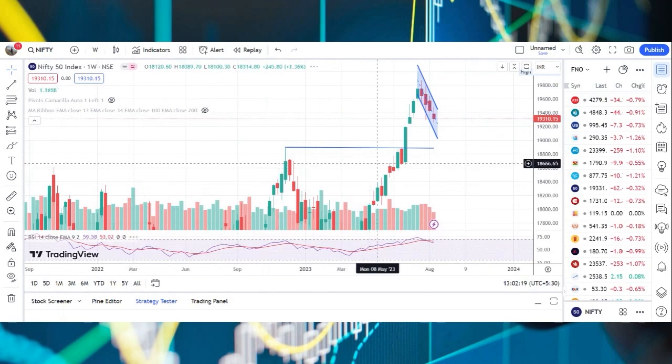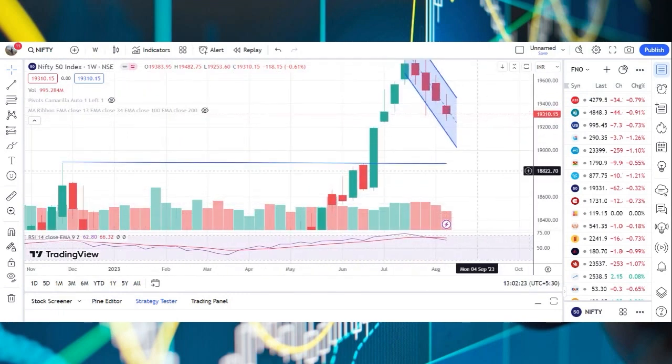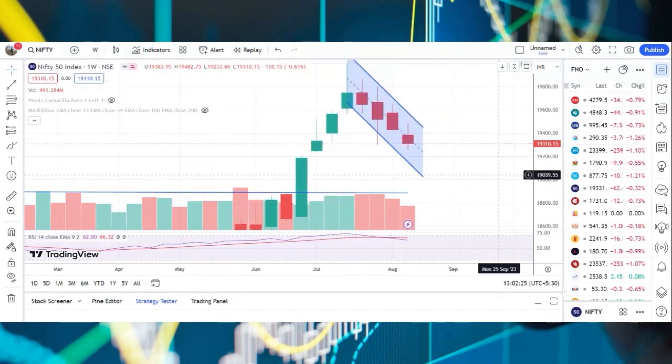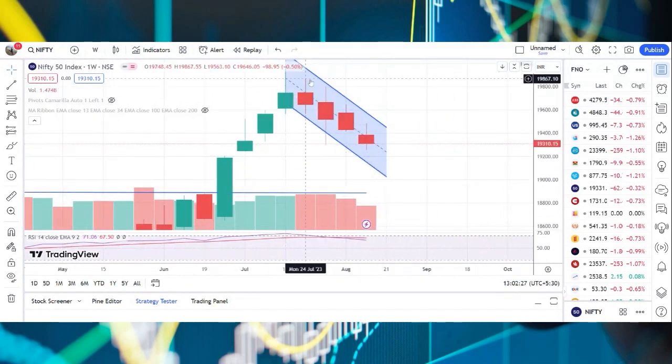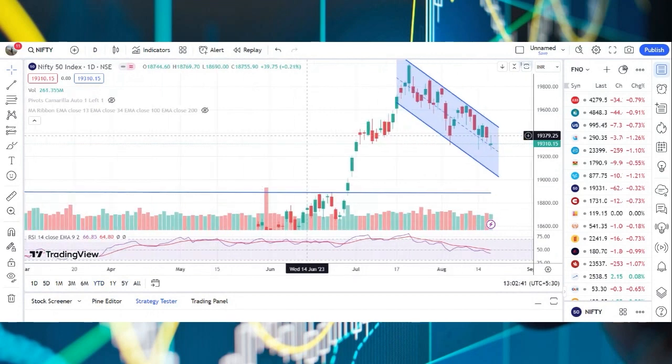Now let us see the weekly chart. Over the last 4 weeks, Nifty has been moving in this downward falling channel, making lower tops and lower bottoms, and for the last 4 weeks the market has ended in negative territory. Currently, the Nifty has just entered a strong support area, which is around the 19,250 mark.